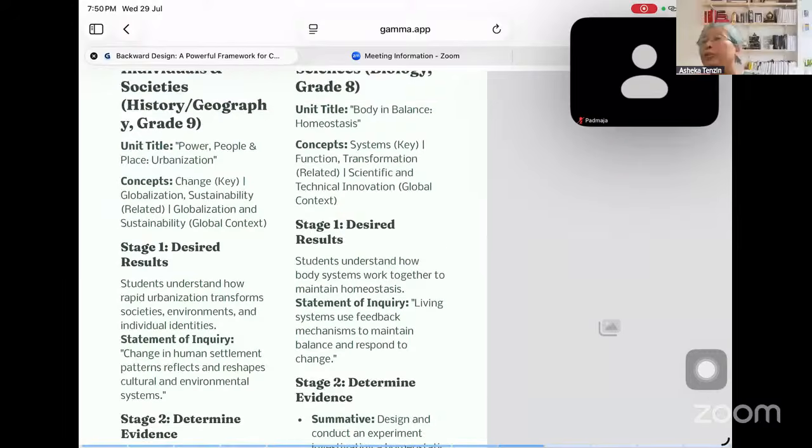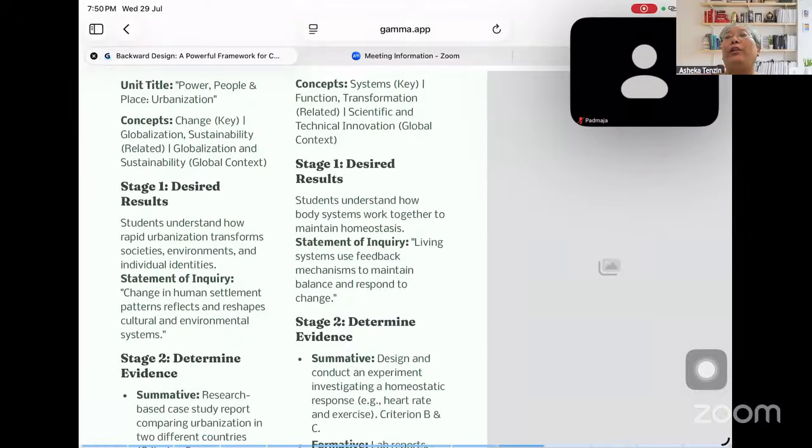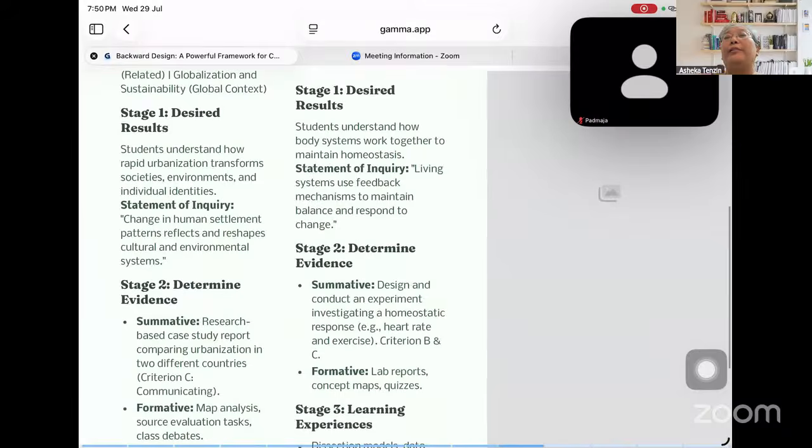Function and transformation would be the related concepts because we are looking at how systems are functioning together. And scientific and technical innovation, because I'm designing an experiment to investigate homeostatic response. So my statement of inquiry is therefore: living systems use feedback mechanisms to maintain balance and respond to change.